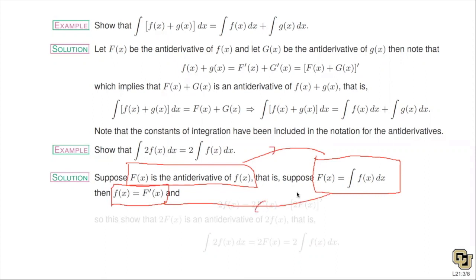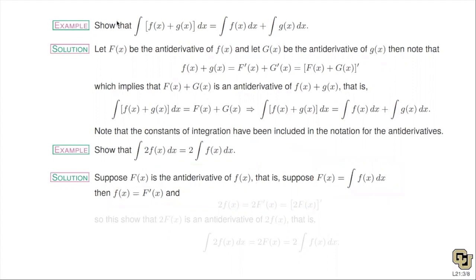They're all equivalent. Saying capital F is the antiderivative of little f of x is the same as writing capital F equals the integral of f of x dx, which is the same as saying the derivative of capital F equals little f. That part is one of the most important things I can get across to you, so I'm repeating it over and over again to get that connection. So here, I now want to say something about 2 times f of x. I'm assuming little f of x equals the derivative of capital F of x.